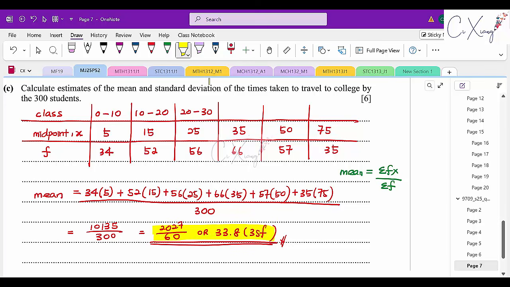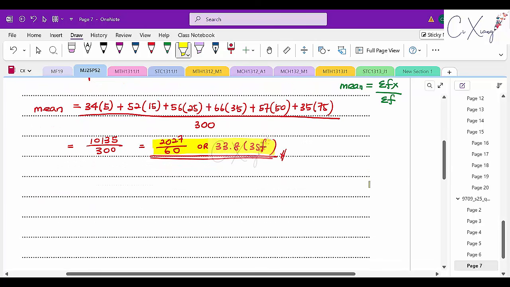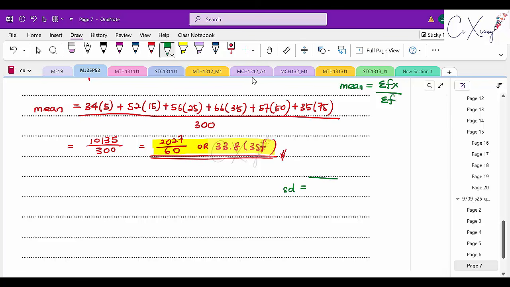Alright, then after that, they also want us to calculate the standard deviation. To get the standard deviation, let's recall the formula one more time. It should be the square root of, if variance then has no square root, if standard deviation then you will have a square root here. It should be summation of fx squared divided by the summation of f, minus the mean square. This is the formula for the standard deviation. Let's apply it here in our calculation.